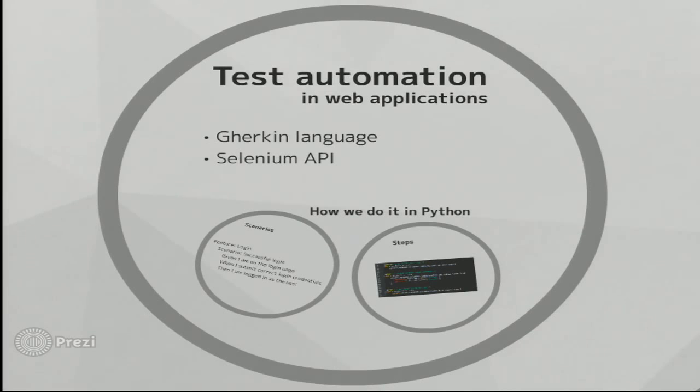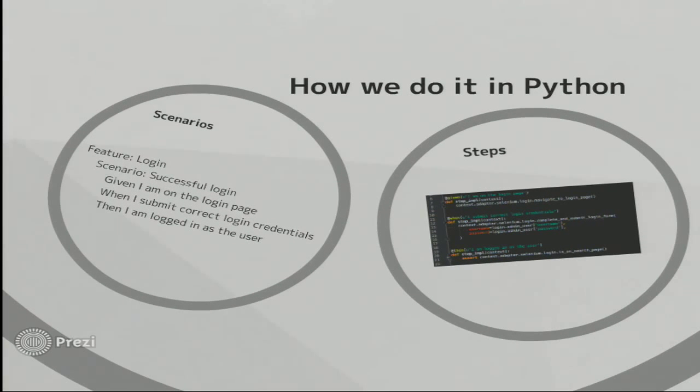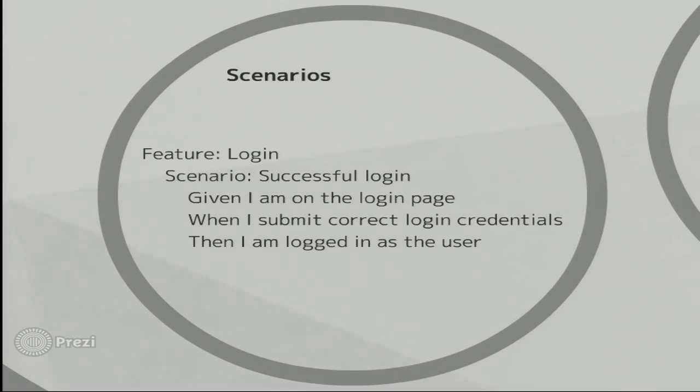So let's begin with test automation in web applications. Two things we need to write automated tests are a scenario, and most scenarios are written in the Gherkin language, and the programming part, which is the Selenium API, which we use here. How does it look in Python? We've got an example scenario in Gherkin syntax. You've got the name of the feature, the name of the scenario, and the steps, which are separated by the keywords given, when, and then.